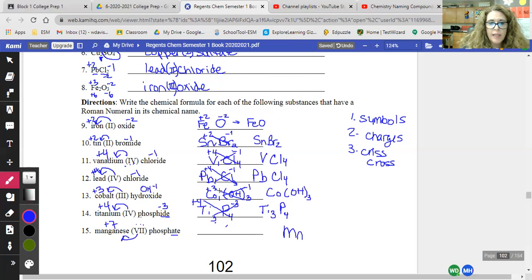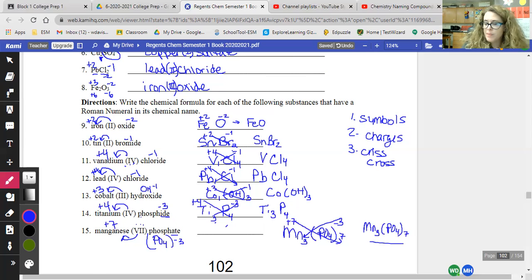Phosphate means I'm going to go to table E, and I have the PO4 phosphate from table E. This whole thing has a negative 3 charge. So I'm going to put my phosphate in parentheses, PO4, and this whole thing has a negative 3 charge. My manganese has a positive 7 charge. Now when I crisscross, right, I'm going to take this 7 and put it on the outside of my phosphate group. I'm going to take this 3, and that becomes the subscript of my manganese. So I have Mn subscript 3, and then my phosphate, (PO4), with a 7.